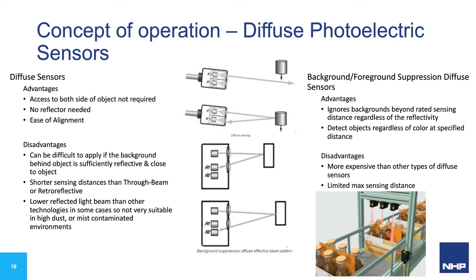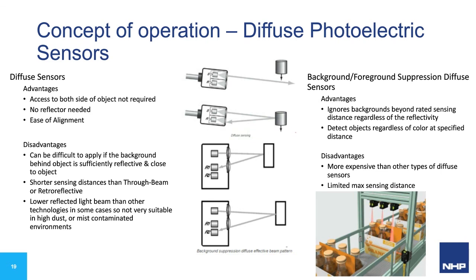The disadvantages, however, are they're a little bit more expensive than the standards, and they're very limited. They have a very limited maximum sensing distance. Now, it's important to note that these can be used on a number of surfaces and materials. It does not need to be very reflective, but this can then, of course, affect the sensing range.